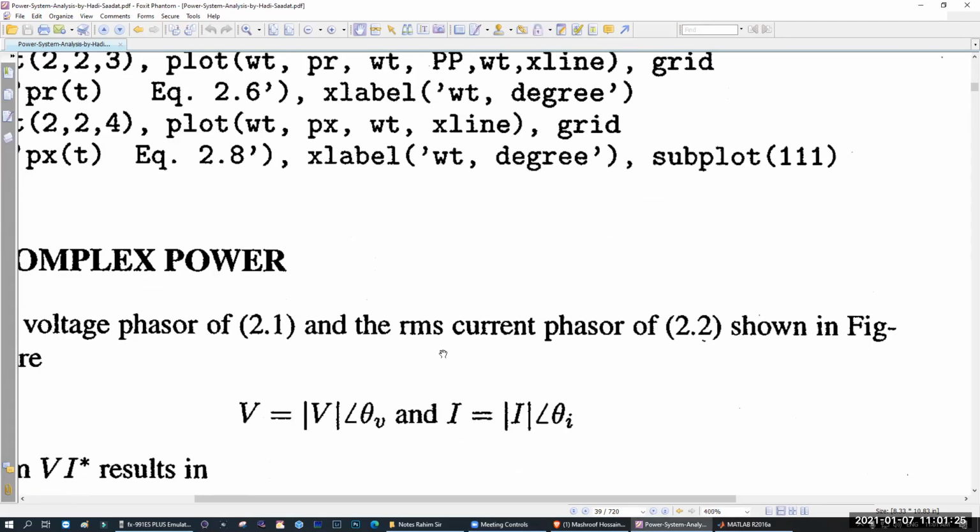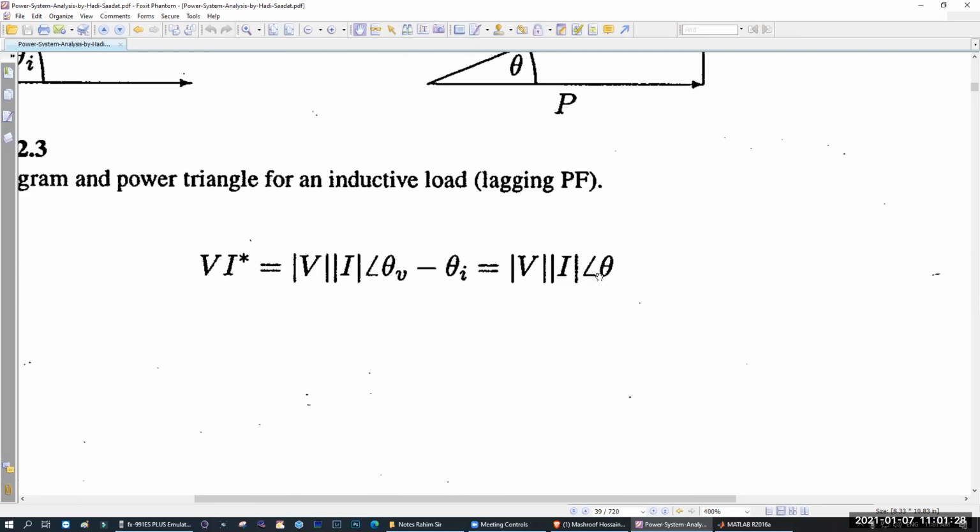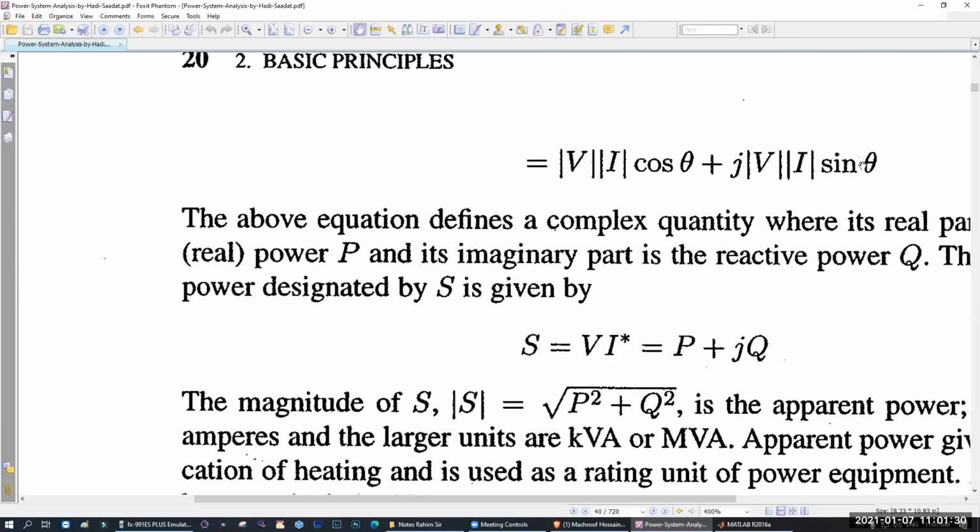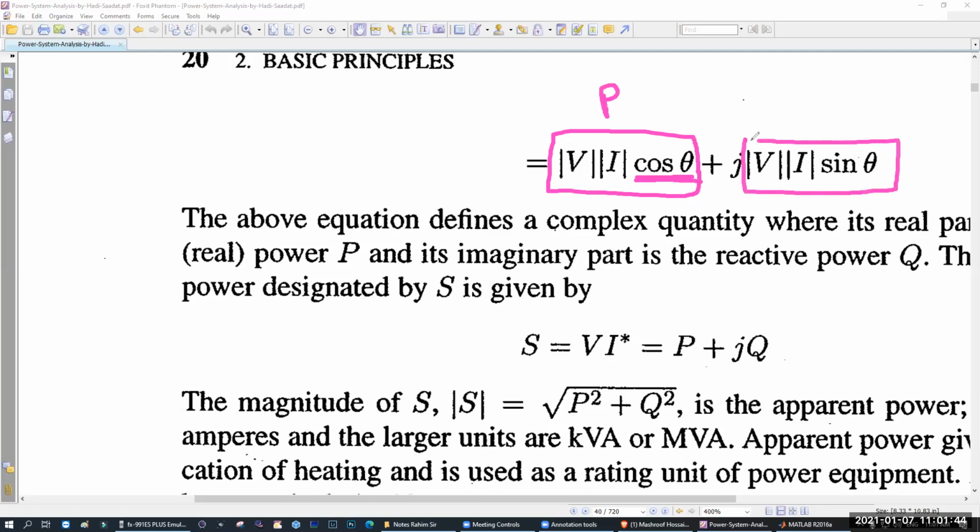We can write this previous formula into these terms. Here, this term is called real power, because you have a cos theta, that means the power factor. This is called real power, that means P. And this part, without the J, is called reactive power, that means Q, because it has a sin theta. Understood, everyone? So P plus JQ is your total power. Got my point?